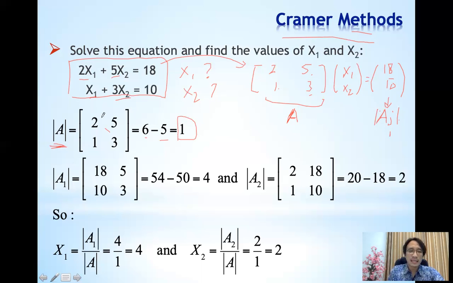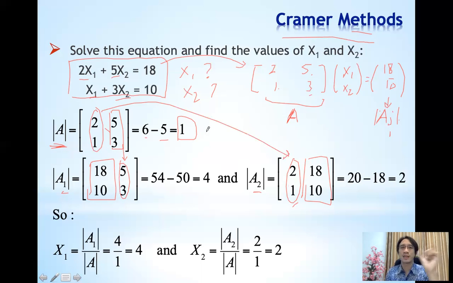And then we just write it one more time for A1. For A1, we put the result in column 1. For A2, we put the result in column 2. And for the other columns, we just write the values of A. 2, 1 in the first column, and 5, 3 in the second column.